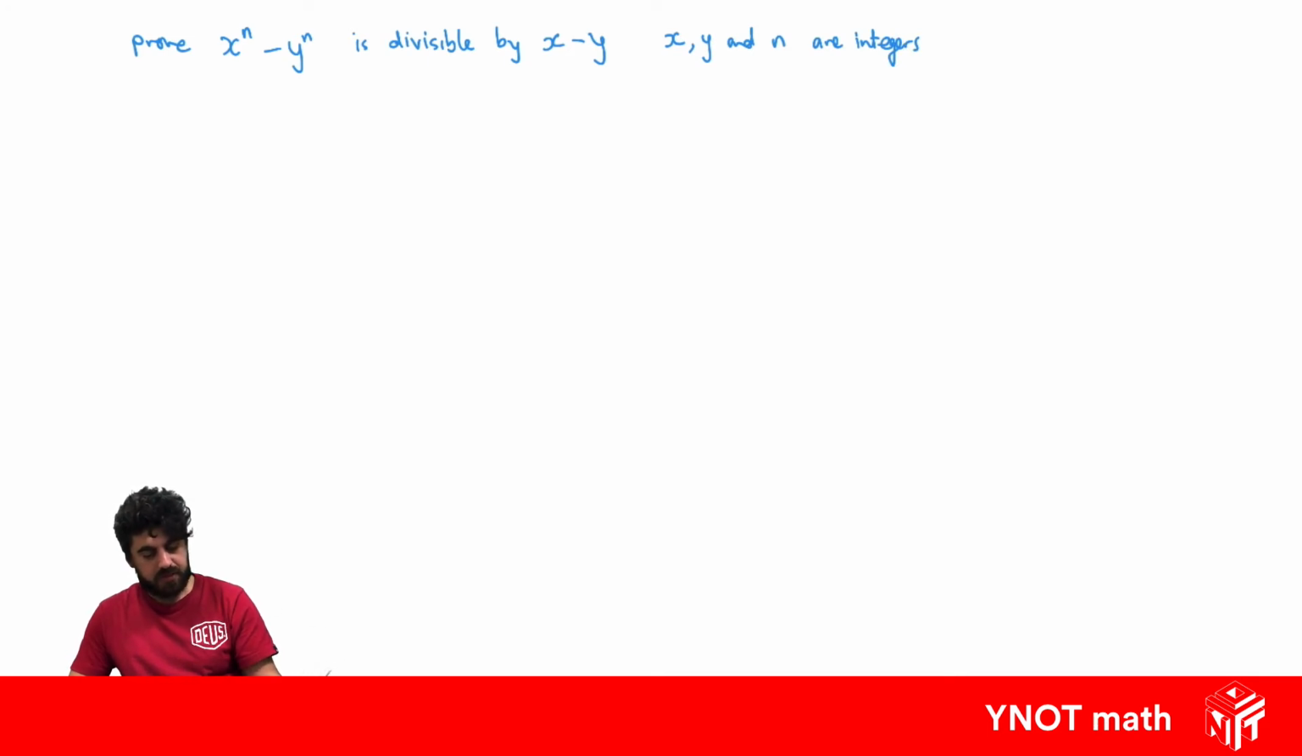So if this is going to be the case, we need to set up an equation. So this will be that x to the n minus y to the n will equal some integer multiplied by x minus y, if it's going to be divisible.